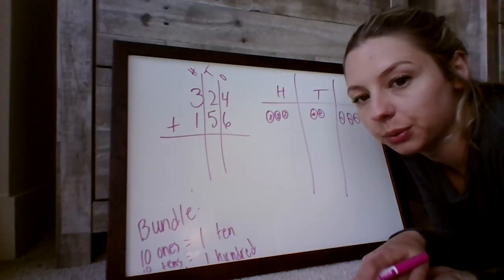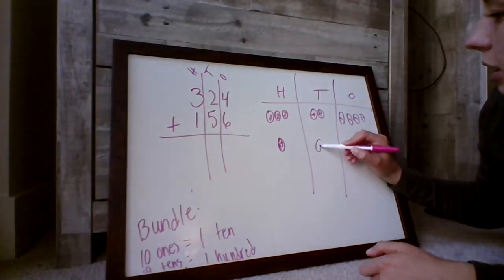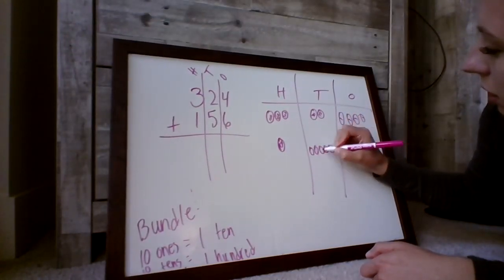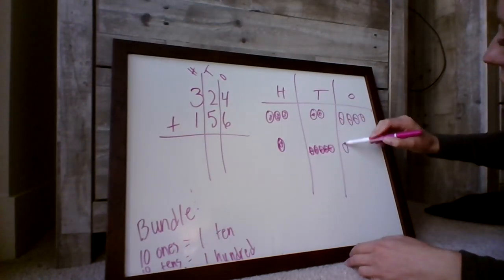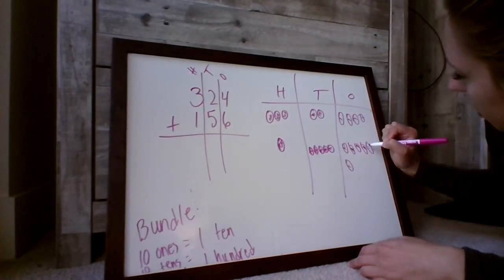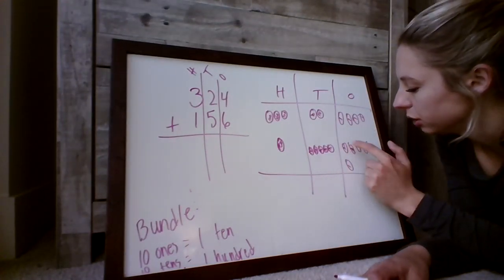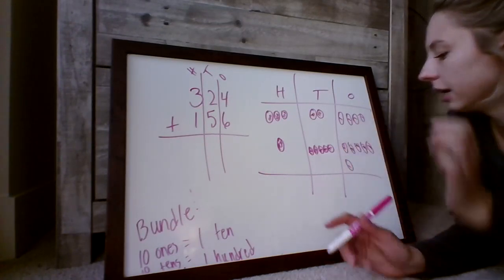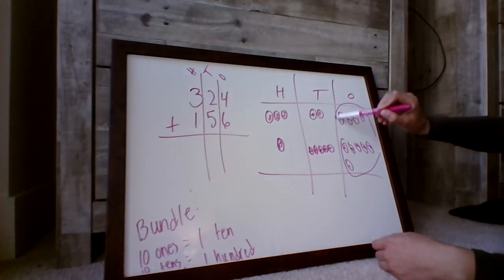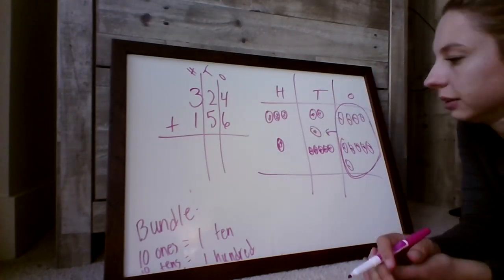What are we going to add now? We're going to add 1 hundred, 5 tens, 6 ones. 1 hundred, 5 tens. 1, 2, 3, 4, 5. 6 ones. 1, 2, 3, 4, 5, 6. Let's add all together. How many ones do we have here? 1, 2, 3, 4, 5, 6, 7, 8, 9, 10. Good. When we bundle 10 ones, we create our new 10. I'm going to circle it. Here is my 10 ones.